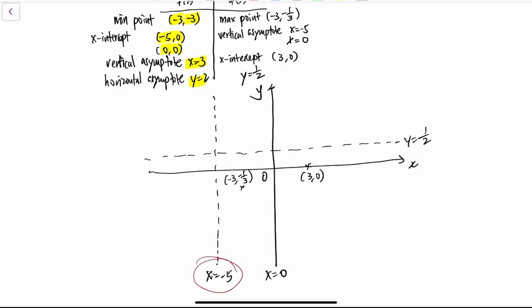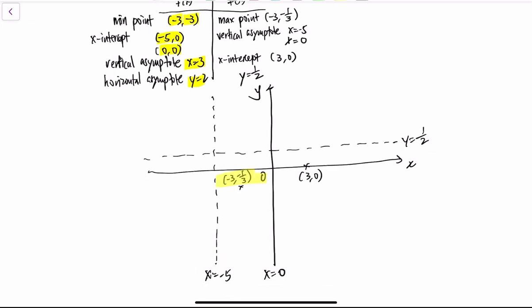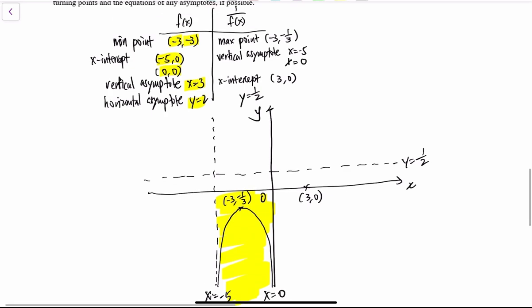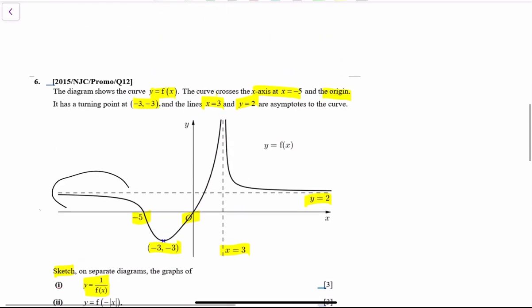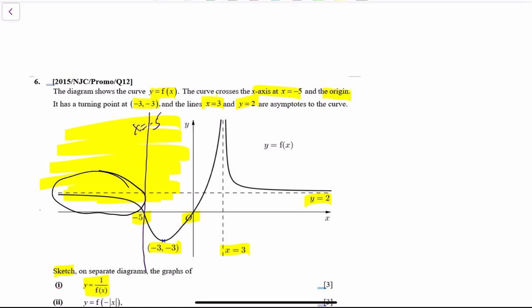(3, 0). Let's talk about this region here first, where we have a maximum point. Since we know it is a maximum point, the graph would curve downward this way. Then we look at the top left corner. In my original graph, this is where the curve lies. Positive values stay positive, negative values stay negative, so it will still stay in the same region, just that now you have an asymptote over here, x equals -5, so therefore it has to stay in this region.